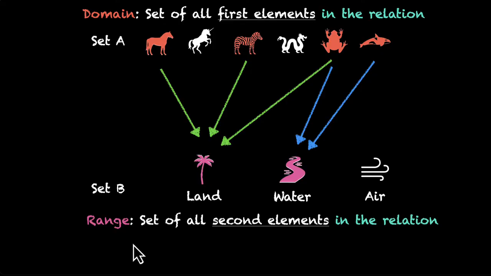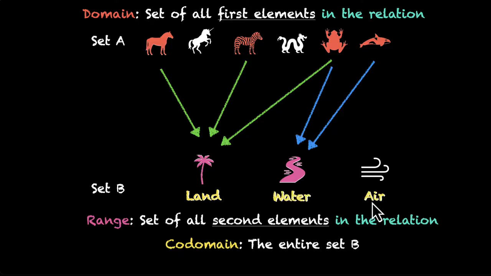And the word range sometimes gets confused with another word, and I'm going to put that down. It's called codomain. This one has a very specific definition. It's a very simple definition. Codomain is simply the entire set B. Whatever you have in set B, that's part of codomain. So codomain is land, water, and air. It doesn't matter if you're related or not. If you're part of set B, you're part of codomain.